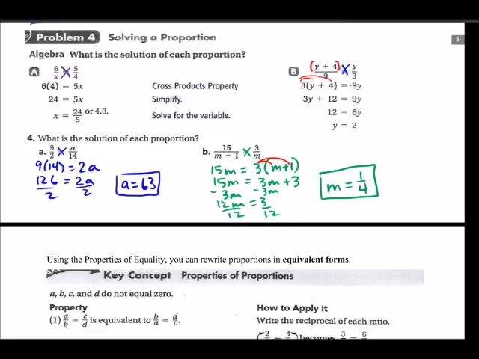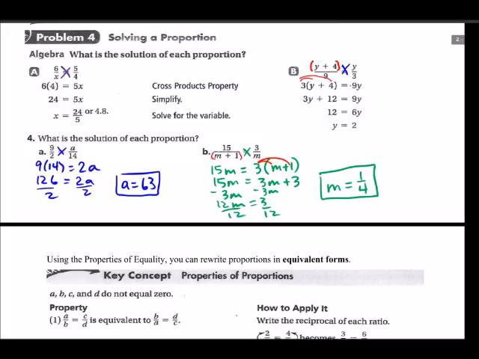Okay, we have a proportion, and to solve it, we use cross multiply. So 9 times 14 equals 2 times a. Do the math. A is 63. In part B here, cross multiply. It's still a fraction equals a fraction, still a proportion, but we have to be careful here. So we get 15 times n equals 3 times the quantity m plus 1. We distribute, do our math, and we get m equals 1/4, or 0.25, however you'd like to do that.